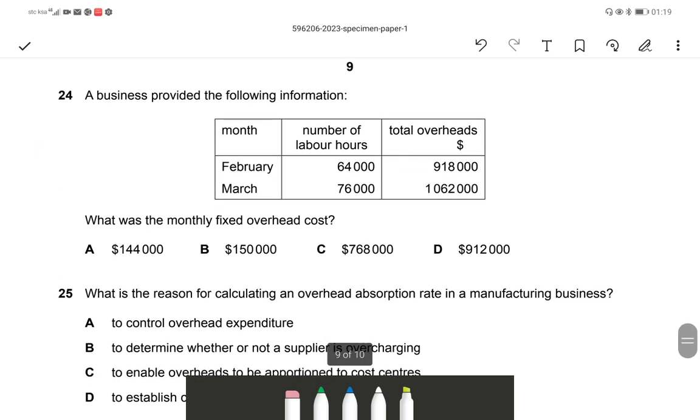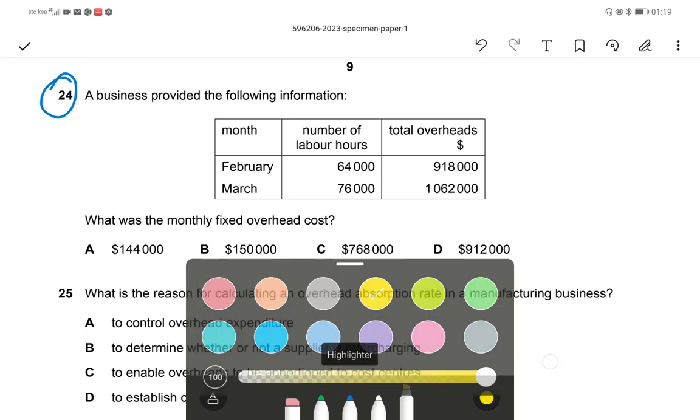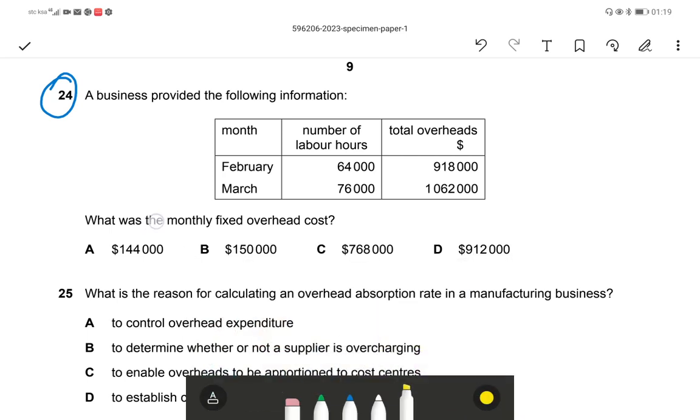Next, question 24. A business provided the following information. They are given the number of labor hours and total overhead. What is the question? What was the monthly fixed overhead cost?